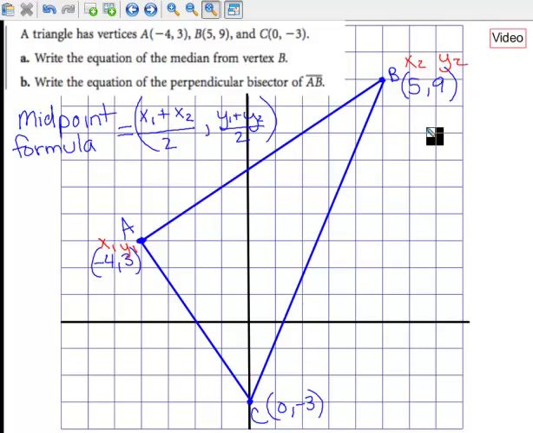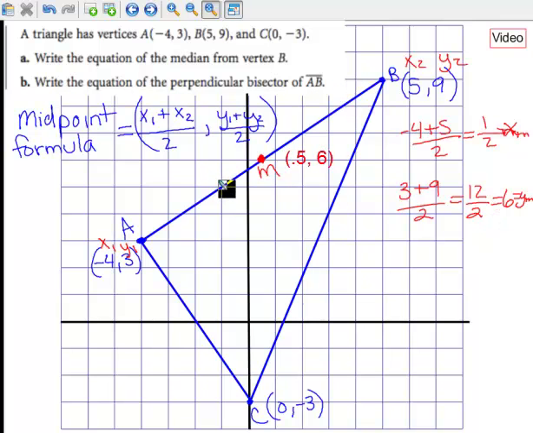If I average my x's, -4 plus 5 divided by 2, that is 1 divided by 2, so a half is our x value of the midpoint. And then 3 plus 9 divided by 2, that's 12 divided by 2, that's 6, equals the y of our midpoint. So at (1/2, 6), this point right here is our midpoint, and we're asked to write an equation for a line perpendicular to that line.